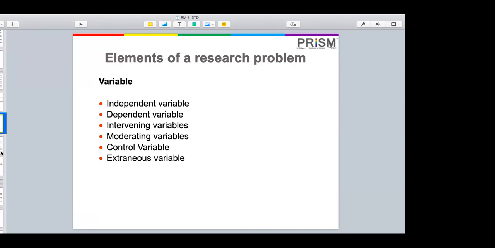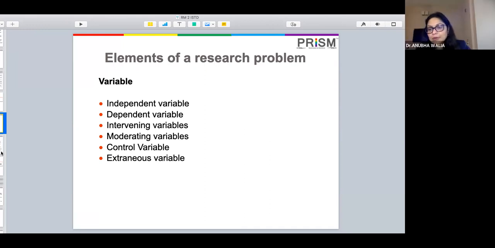Right? Good, thanks. So the dependent variable is the variable being tested and measured in an experiment and is dependent on the independent variable. These variables measure the impact of introducing or altering the independent variable. So whenever you're writing a research problem, ensure you have both the dependent and independent variable in it.